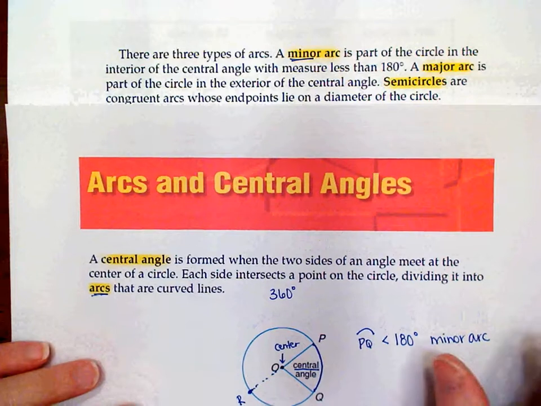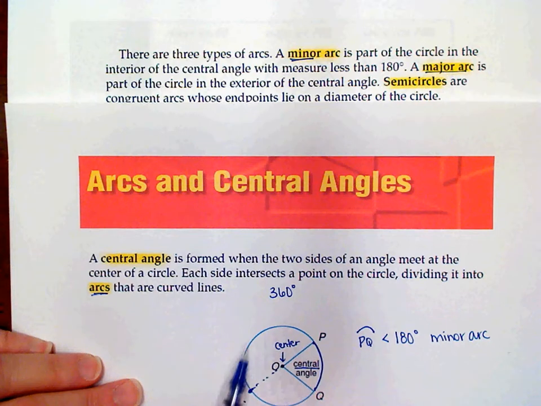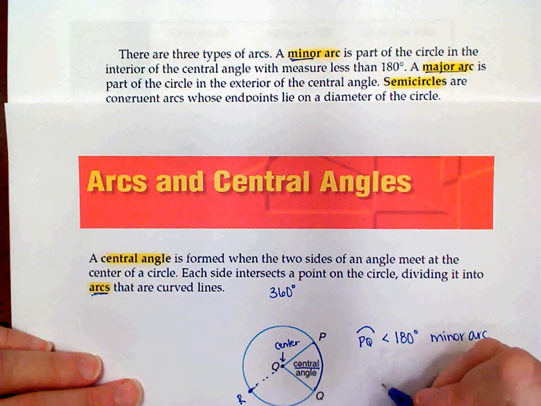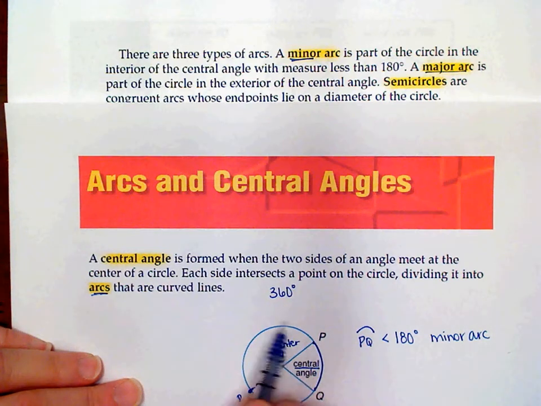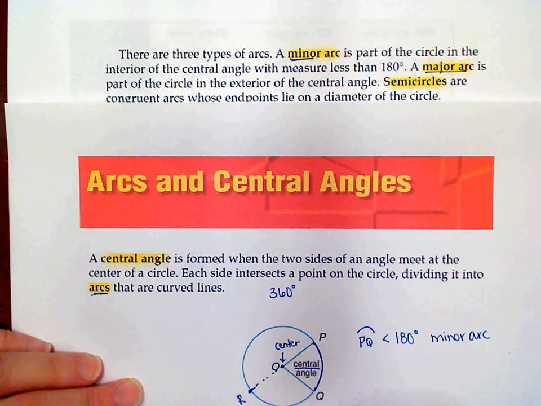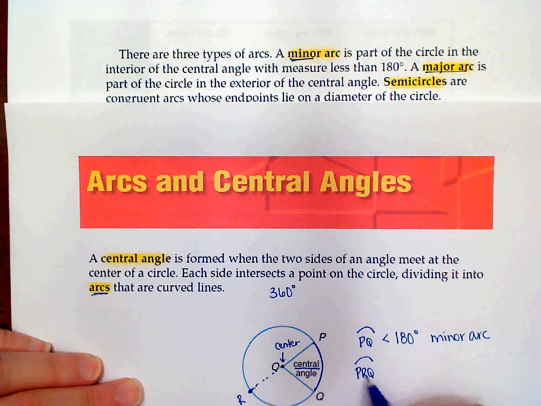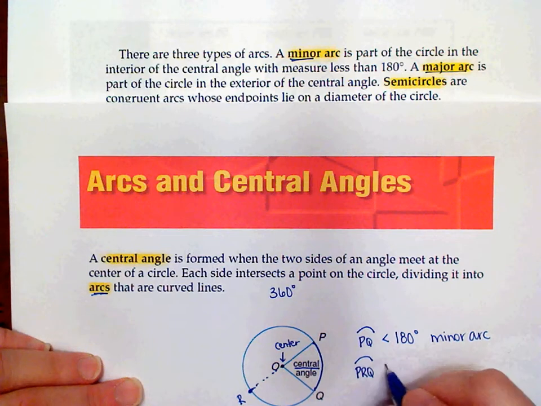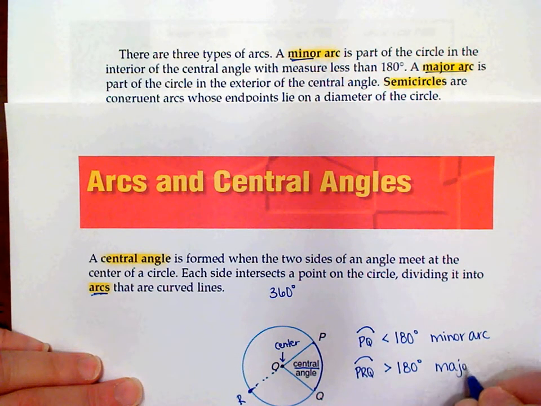Another type of arc is called a major arc. A major arc would be like going from P to Q this way. When you name a major arc, you have to use 3 letters, because if you just use 2, we're going to think it's the shortest distance between those 2 points. So if I want to talk about from point P to point Q this way, I have to name a point along the way. So arc PRQ or arc QRP, the order's not important there, has to be bigger than 180 degrees because it went more than halfway around the circle, and that's called a major arc.